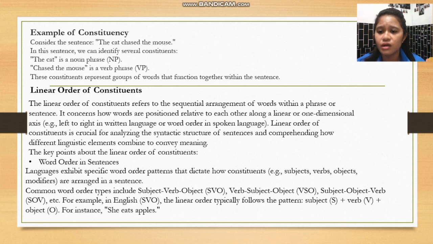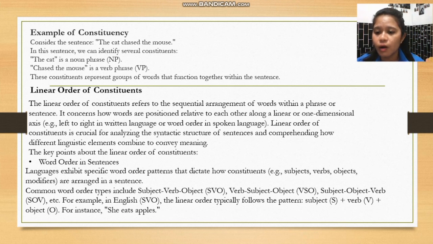Consider the sentence: The cat chased the mouse. In this sentence, we can identify several constituents. The cat is a noun phrase, NP. Chased the mouse is a verb phrase, VP. The constituents represent groups of words that function together within the sentence.